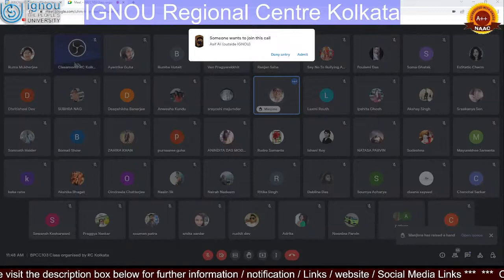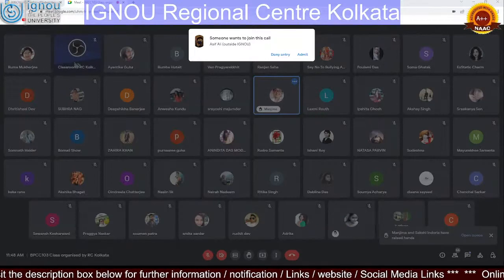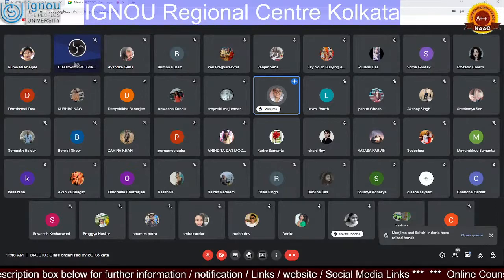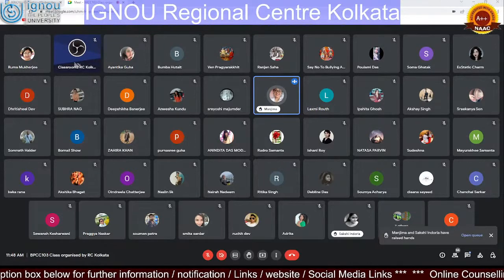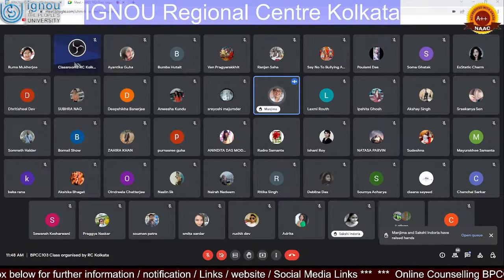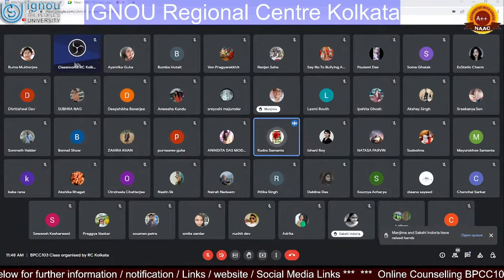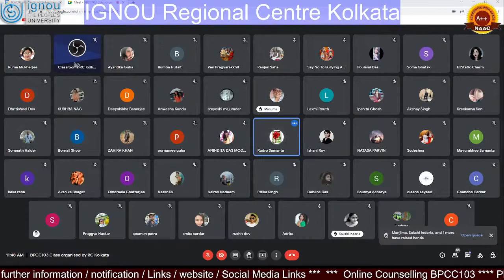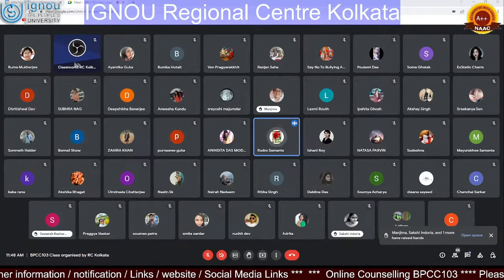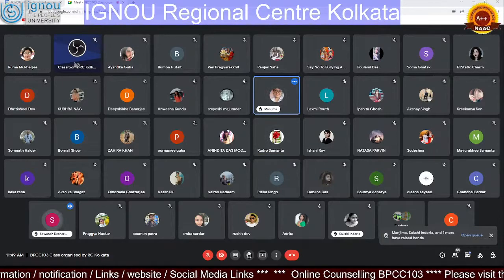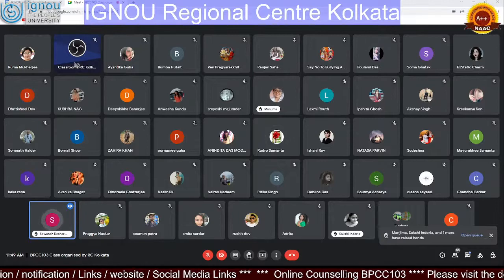Can I interrupt? Yes. Actually, they might have changed the study center code. You have to log into your account on the IGNOU website, and they have changed the study center code to Bagbazar Women's College, if you're from Kolkata. They told me that they will change to Bagbazar, but is there psychology in Bagbazar Women's College? Hello, can I interrupt if you don't mind?